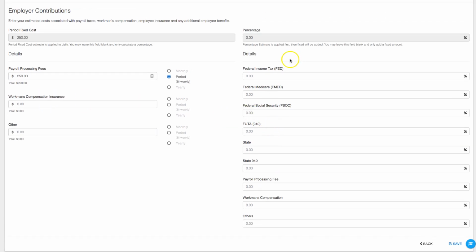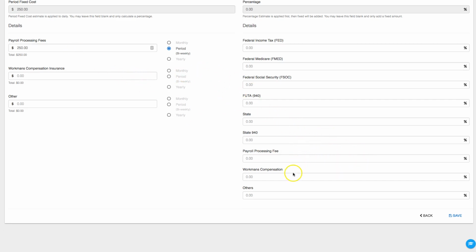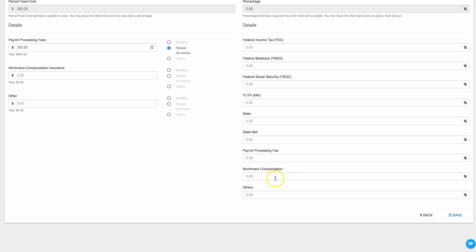Now, when it comes to percentages, these are things that vary. The more your employees work, the more they get paid, the more your expenses go up. Things like Medicare, Social Security, FUTA, the state 940 fees, payroll processing fees, which can be found on either side. You don't necessarily have to do both. And then workman's comp insurance can be found on either side. You don't necessarily have to do both.